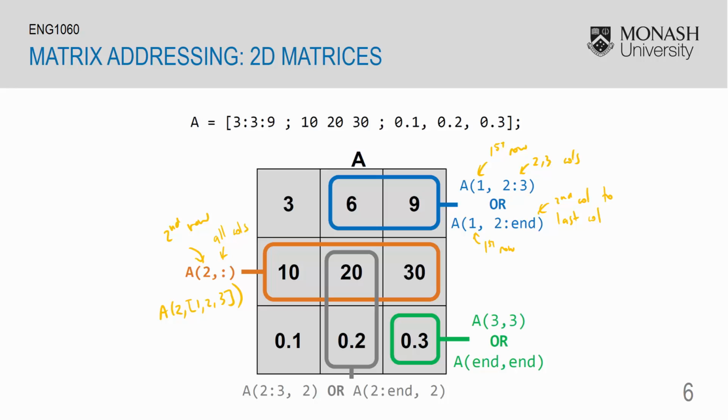Finally, we'll look at the green element, which is the 0.3. We can address that by saying A bracket 3 comma 3, which means the third row and the third column. Alternatively, we can say A end, end. This means it will give us the last index of the row and the last index of the column, which in this case is equal to 3 and 3. Ensure that you familiarize yourself with this chart and that you understand all the commands listed here.